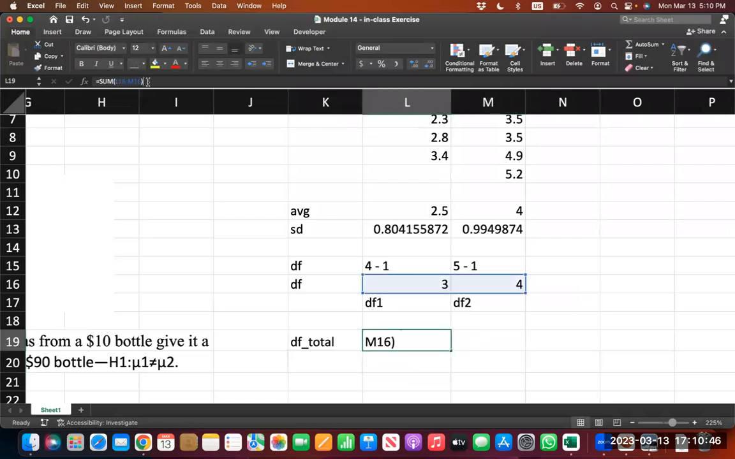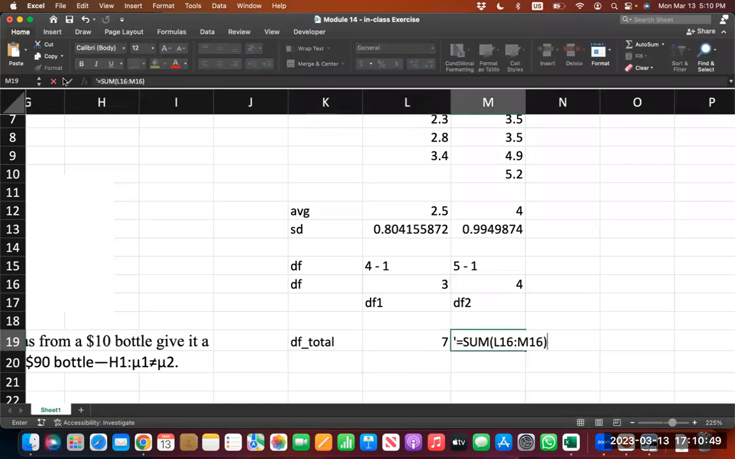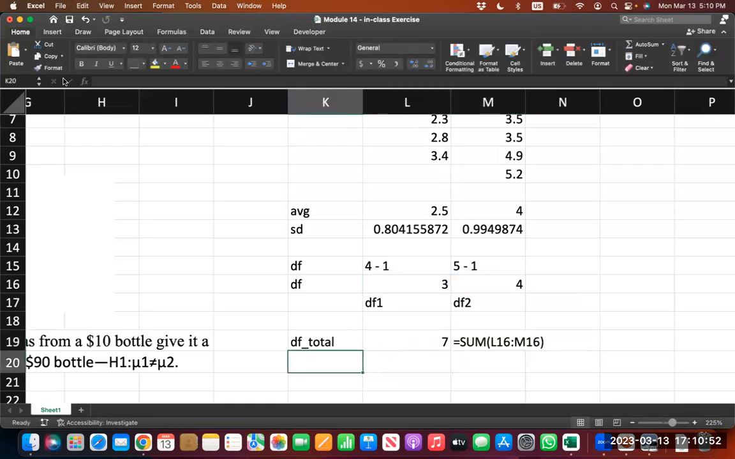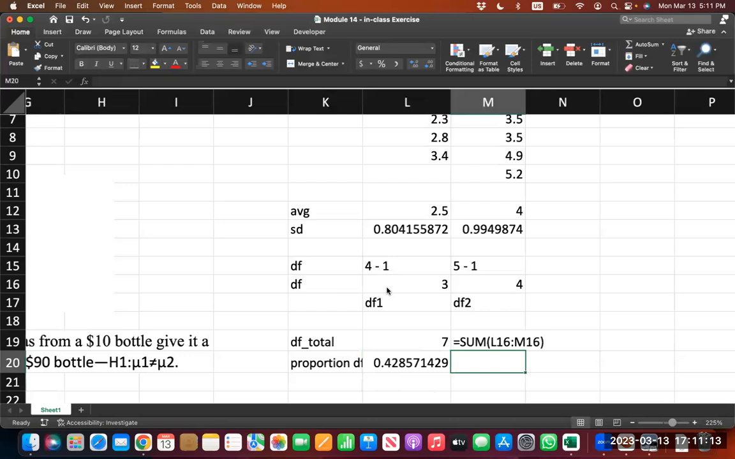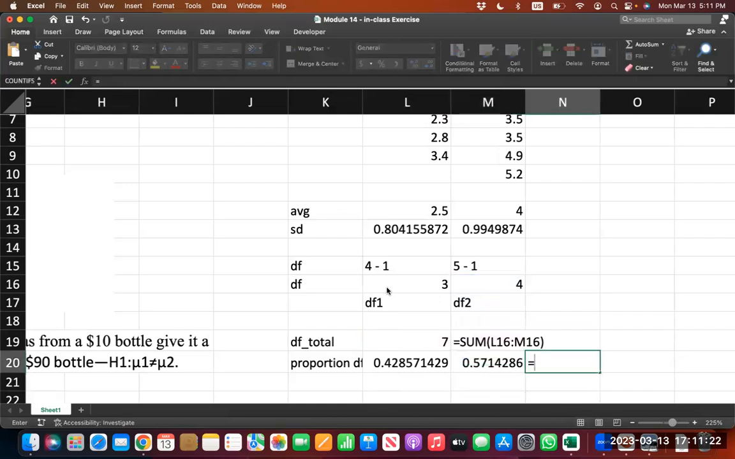But it makes a difference analytically because it's an uneven number. So now we need to calculate our, I keep on calling it aliquot, but let's call it proportion df. For df1, we have 3 divided by 7, right? Then for degree of freedom 2, we have 4 divided by 7. And that obviously needs to add up to 1.